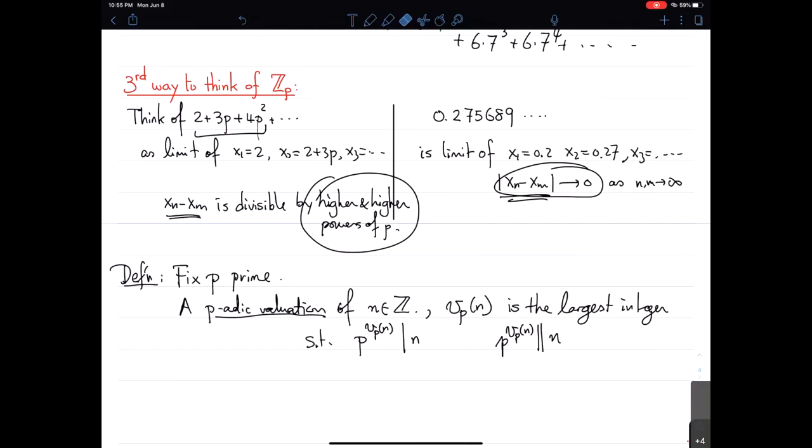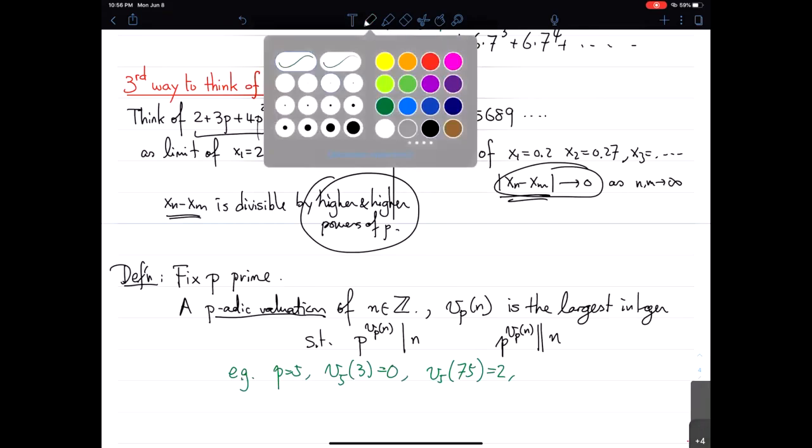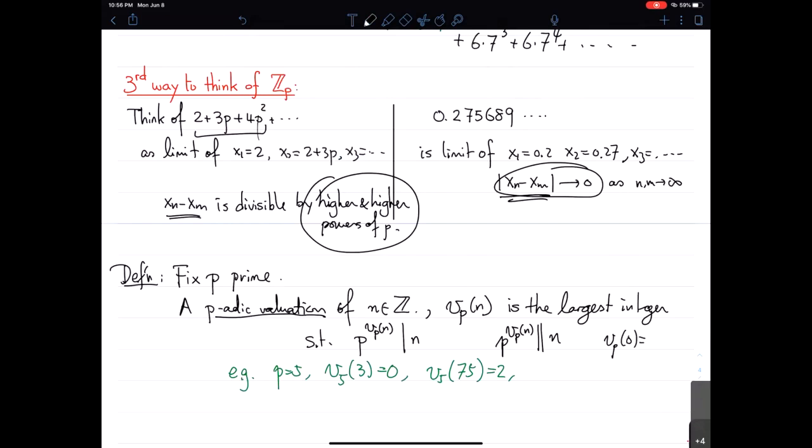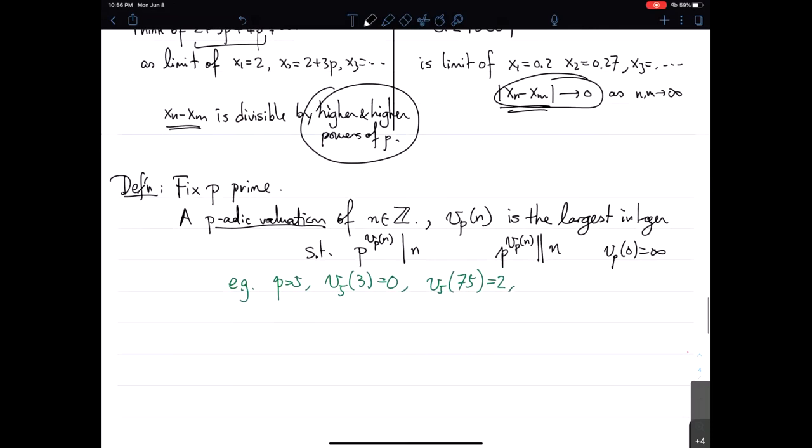Here's an example. p equals 5. So the 5-adic valuation of 3 is just 0. But if you take the 5-adic valuation of 75, that's divisible by 5 twice, so 2. And what about 0? 0 is considered to have infinite valuation because it can be divided by p as many times as you want.